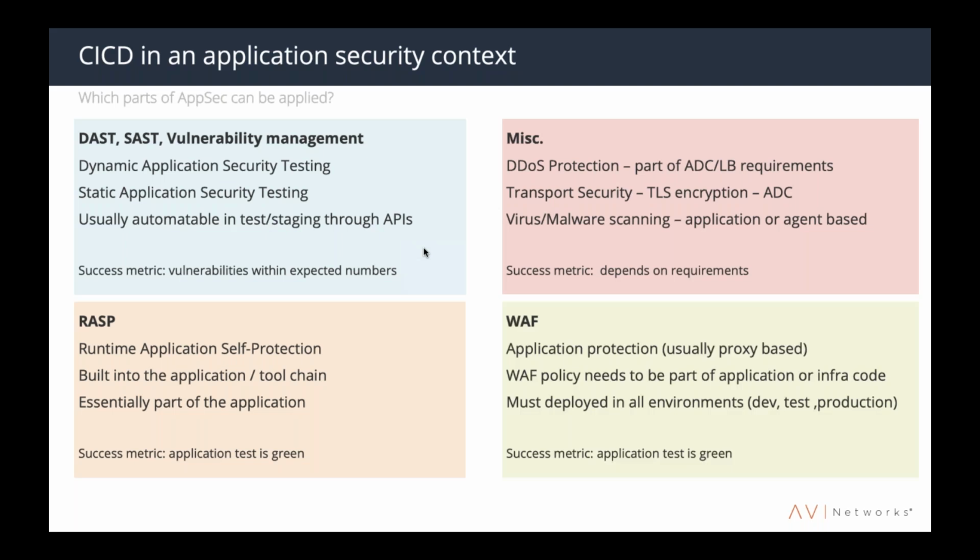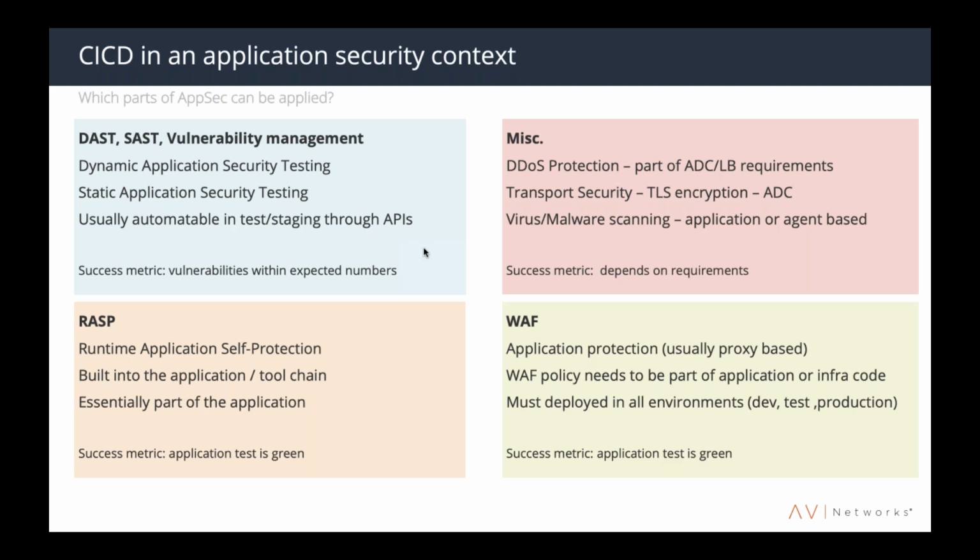And lastly, I want to talk a little bit more about WAF, which we will focus on for this demo. So WAF provides this application protection. It's usually proxy-based. And today I'm making a good case that the WAF policy needs to be part of your application infrastructure code. So when we look later at how we deploy the WAF and change the policy, it gets committed right next to the application code and the infrastructure code. So whenever you have to redeploy a certain version, the WAF policy is exactly as it was when you tuned it for that specific version.